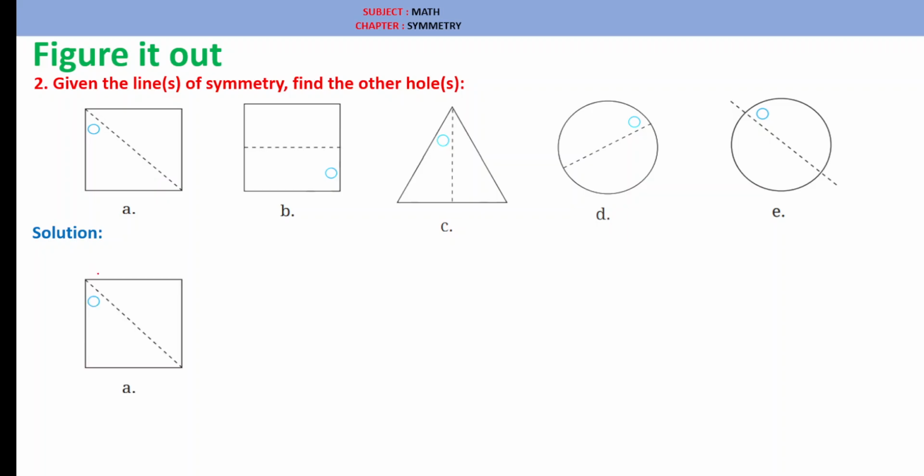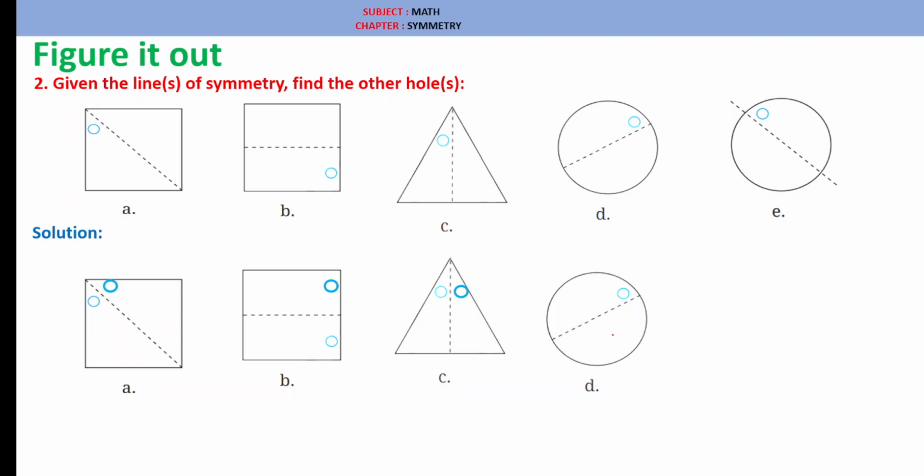Solution. First one. If you observe figure A, this is the other hole. For B, the hole is on the top of the line. For figure C, on the right side of this triangle, this hole. For figure D, this down. If you consider this as a diameter, this is a circle, then this down here is going to be this. Figure E, here towards the left side of this one.